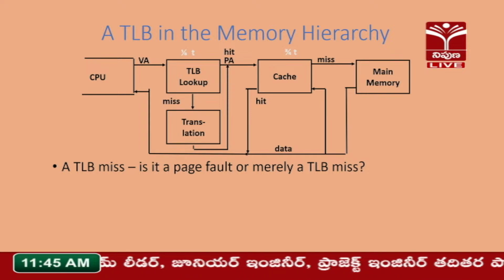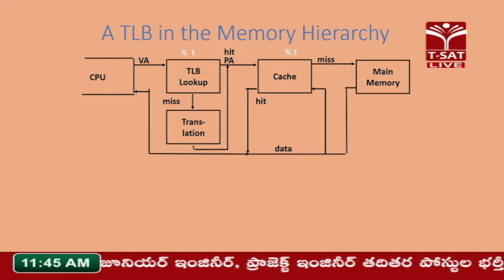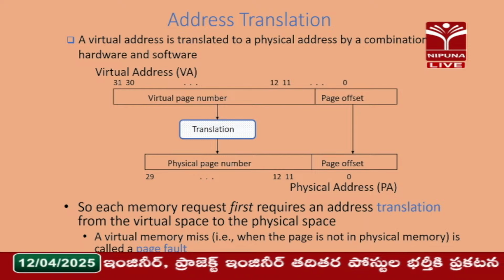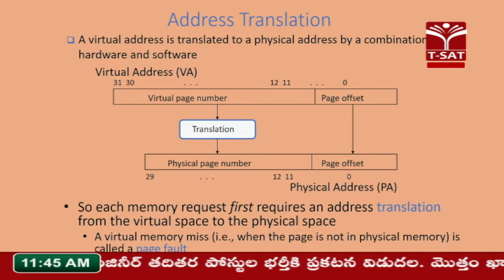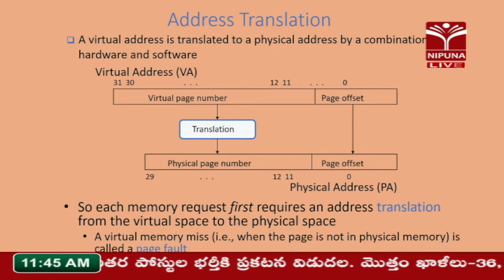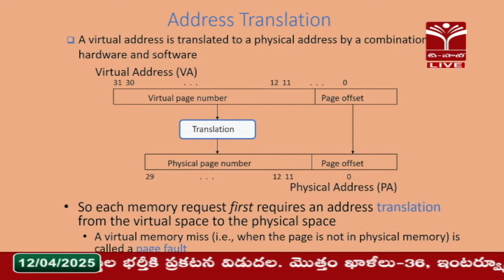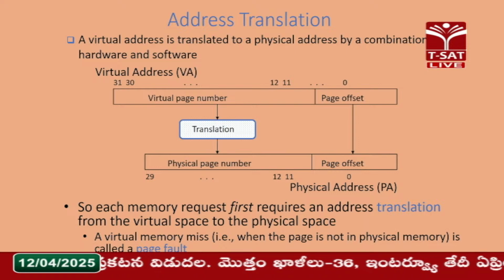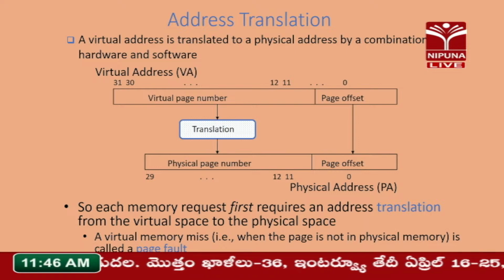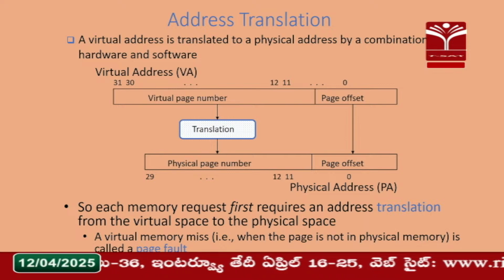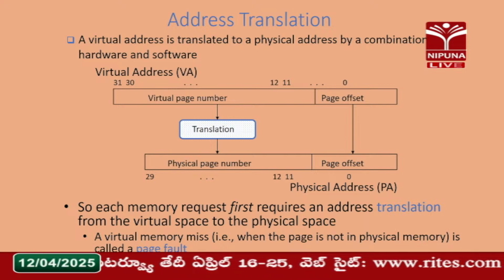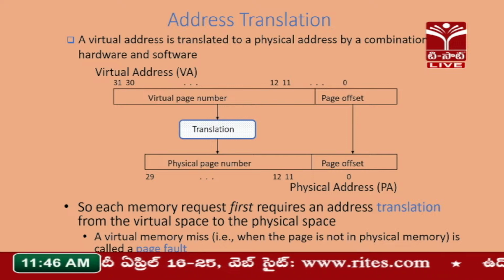Similar to the cache miss example, anytime there is a miss in the virtual address translation, it is called a page fault. So a page fault or a segment fault happens, and the data from the secondary memory is brought into the main memory, and the page tables are updated, similar to the cache concept.